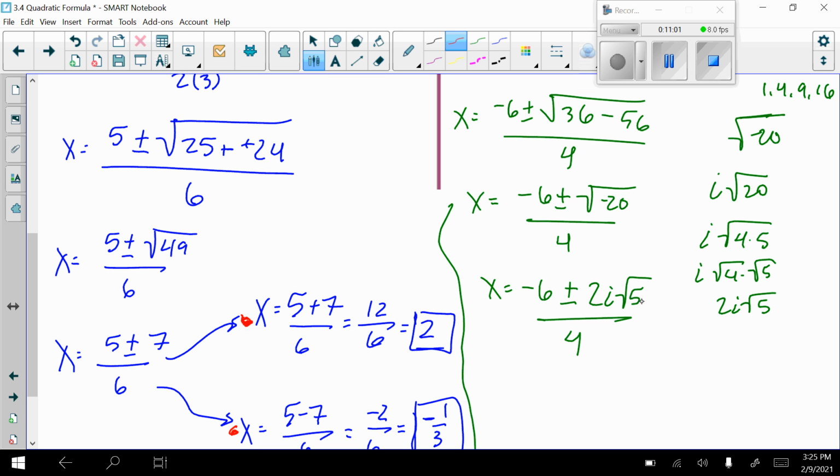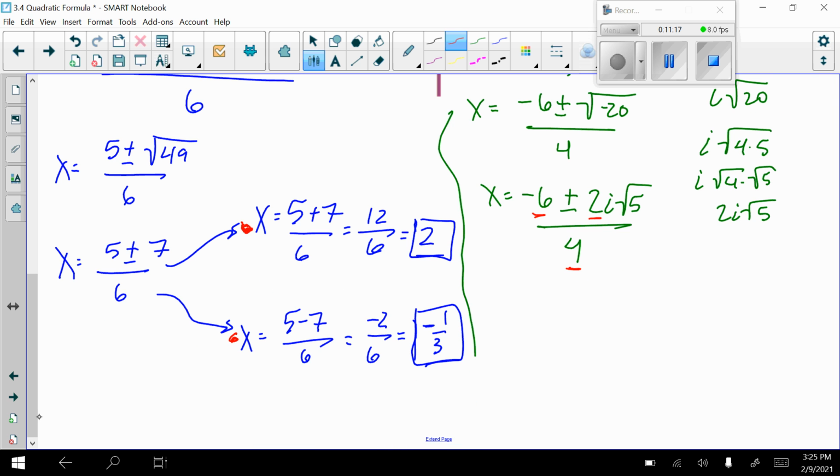I'm going to look at all of my terms. So I have negative 6. I have 2i root 5. I have 4. And I'm going to say, is there anything I can divide out of all that stuff in order to simplify it? Is there a number I could divide all of those coefficients by? Well, those are all divisible by 2, right? So I'm going to divide them all by 2 to simplify it a little bit. It's going to be x equals negative 3 plus or minus i root 5, all over 2. Okay? Simplified it by dividing everything by 2.